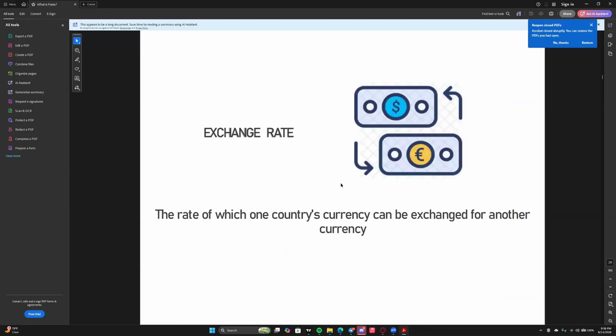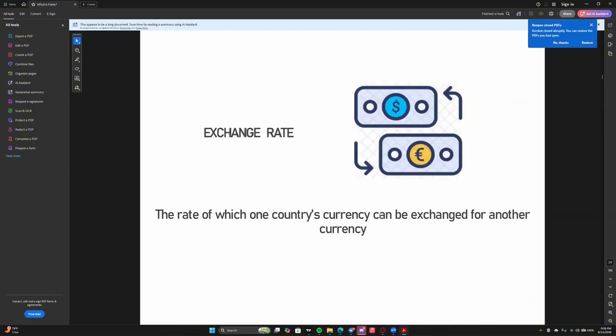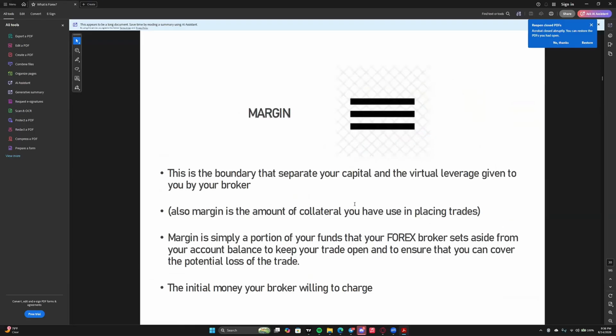Then we have currency pairs. Forex is traded in currency pairs. I've explained this one already. We already have exchange rates, the rate at which one country's currency can be exchanged for another currency. Margin: this is the boundary that separates your capital and the virtual leverage given to you by your broker. Margin is the amount of collateral you have used in placing a trade. It is simply a portion of your funds that your forex broker sets aside from your account balance to keep your trade. So it's the leverage your broker gives to you. You understand? That's the margin.